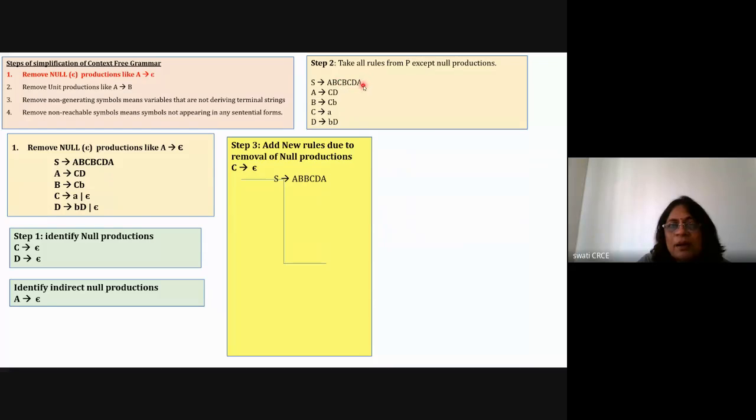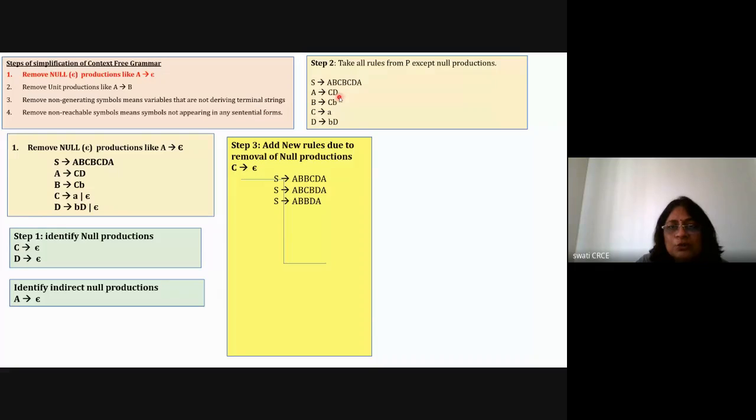Now I'm assuming this C as epsilon, so it will be ABCBDA. Now I say both of them are epsilon at the same time, so it will be ABBDA, because the C is not there. So because of this, the single rule got changed into three different rules because C was there two times. There is a possibility that only the left hand side C is epsilon, or only the right hand side is epsilon, or both of them are epsilon. So three possible combinations.